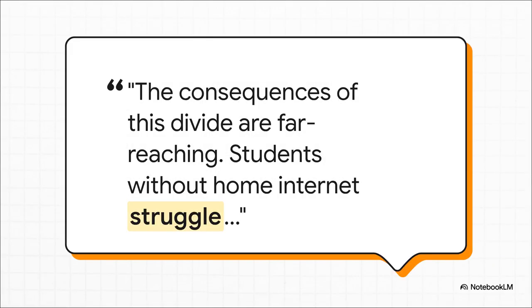And then boom, in the second paragraph, we get this really powerful detail. Suddenly, it's not some abstract gap anymore. Now we're talking about real students who are struggling to do their homework.